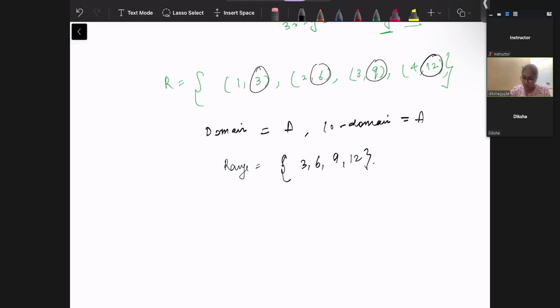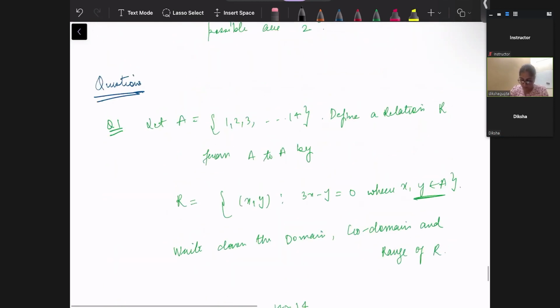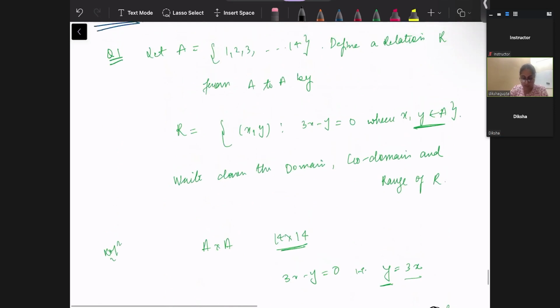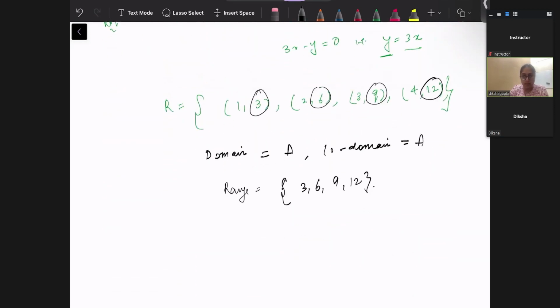So this was on a finite set as of now. I have just given examples of relations on a finite set. Let's try to see an example from an infinite set. Or maybe we can do one more example on power set first.